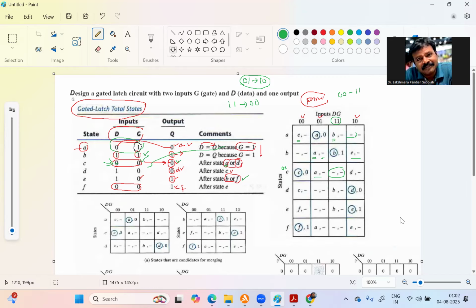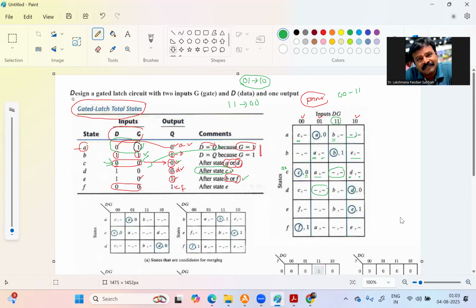Then 0, 0 to 1, 0. So for 0, 0 the output is 0. Now we are applying 1, 0. Then 0, 0 to 1, 0, it will reach 0. Then you put D here after C. After C, for the D, you put D, right? Then similarly here for C, it will go to C. Then here C, D is 1, 0. Then 0, 1 is not, right? Then here you have to fill now.